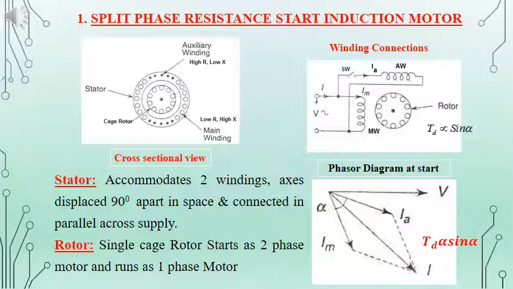Here we can see there are two currents on the stator side, the auxiliary winding current and the main winding current. They are not in phase but are displaced by an angle alpha, and the torque developed is proportional to sine alpha. Since there is an angle difference, it can be considered almost the same as a two-phase system. When the machine picks up speed, the centrifugal switch opens and the auxiliary winding is cut off from the circuit. Only the main winding remains for running condition.